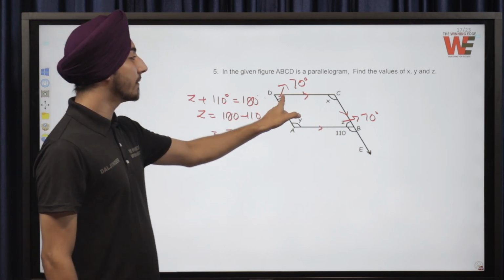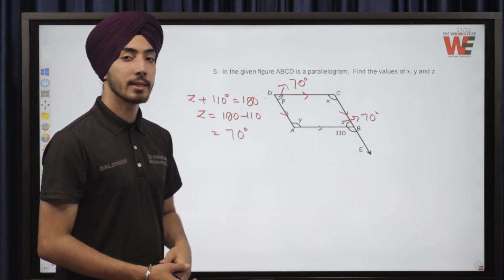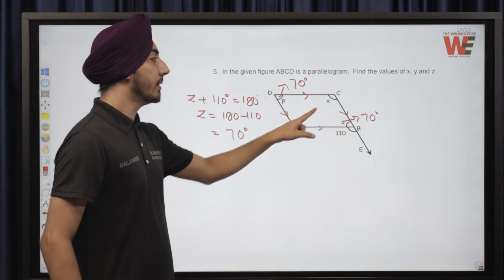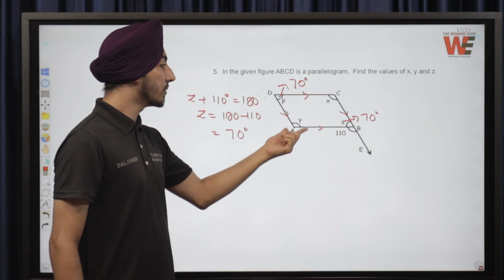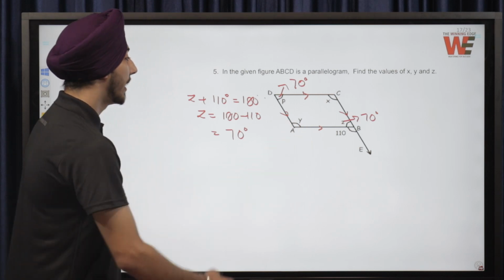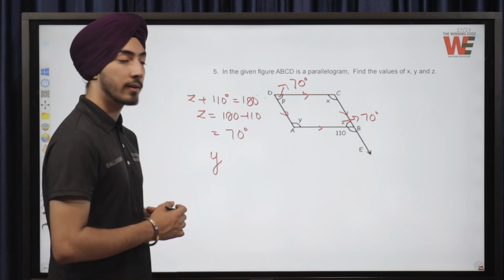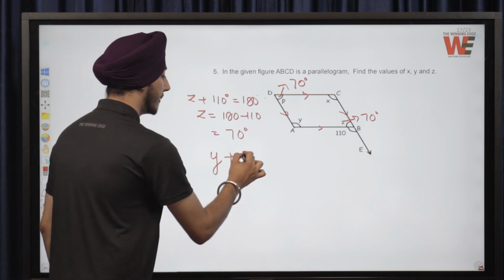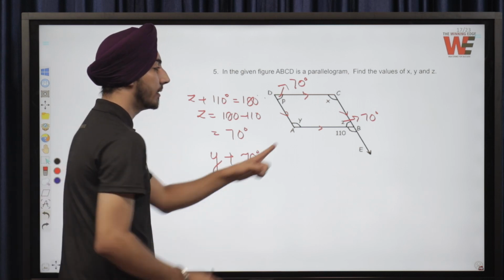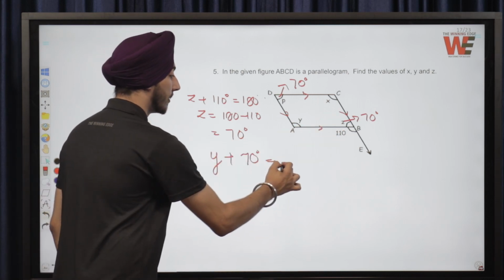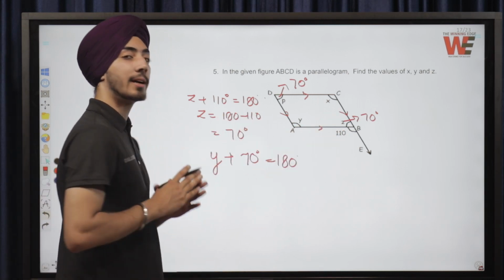Now, once we have this angle is 70, this angle is also 70, I need to find out the value of y or x, any one of them first. So I'll go with y first. As we know that the adjacent angles in a parallelogram add up to 180 degree. So angle y plus 70 degree, that is angle z, is equal to how much? 180 degree. What are the adjacent angles?